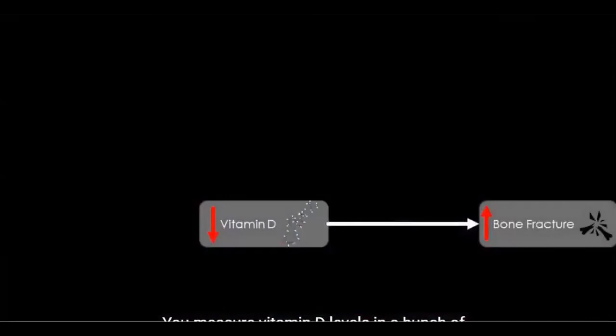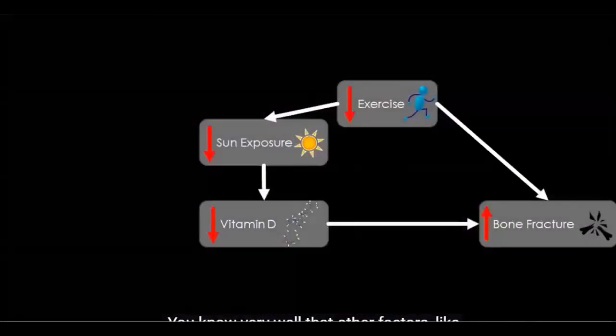So let's say you want to know whether low vitamin D levels cause bone fractures. You measure vitamin D levels in a bunch of people, follow them over time, and see if those with lower levels develop more fractures. But be careful, what you just described was an association between low vitamin D levels and fracture risk. You know very well that other factors like diet, exercise, and sun exposure can affect vitamin D levels and might independently change your fracture risk.